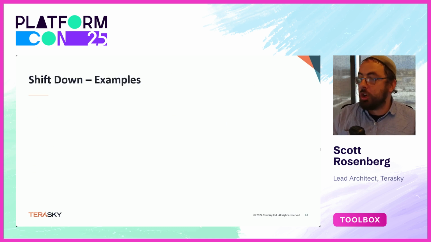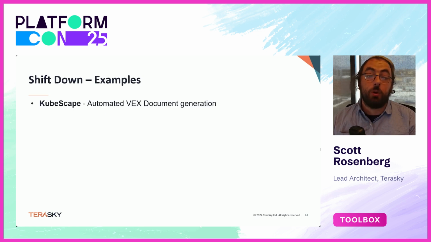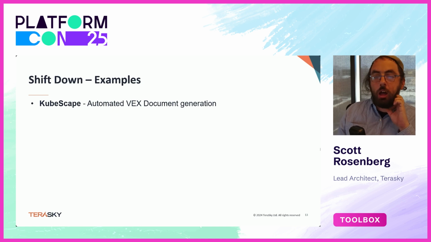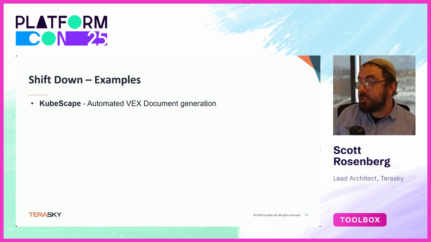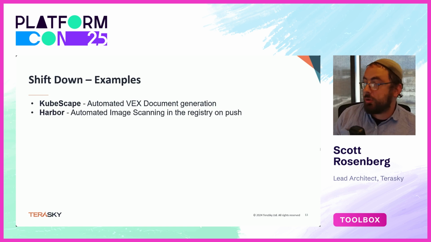So, what are some good examples of shift down tooling? Kubescape, for example. Kubescape is a great incubating project in the CNCF that automates VEX document generation. So we can have it automatically generate VEX documents for each of our applications that's running in Kubernetes. It's amazing for that. We have tools like Harbor, which does automated image scanning in the registry on push. So we can get that scanning without needing to burden our developers with additional steps.